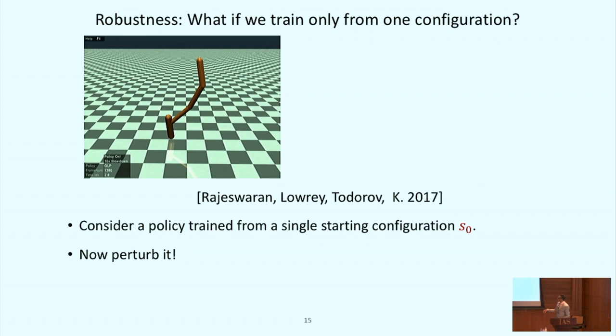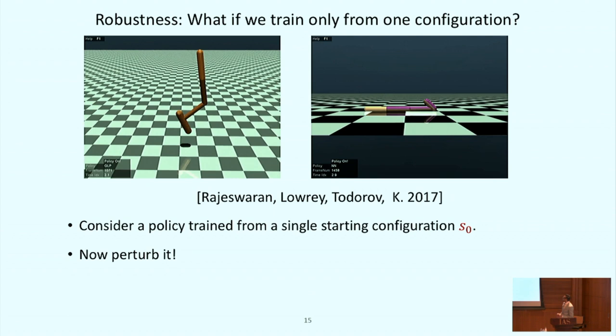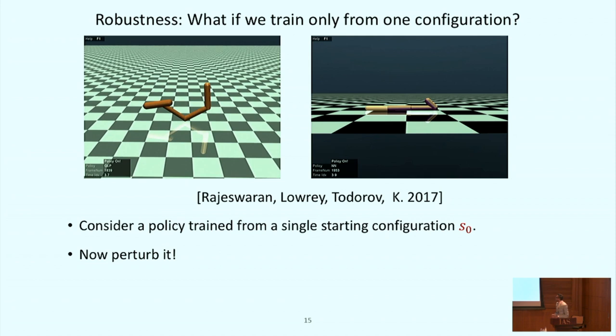Oh, it's falling. It's slow motion for dramatic effect. And it tries to get up. It was able to get up in its own starting configuration, but now it can't. Okay, and this is another thing. This runner, it knows how to get up. It can't. Okay, it got knocked down into a new configuration, and it's stuck.